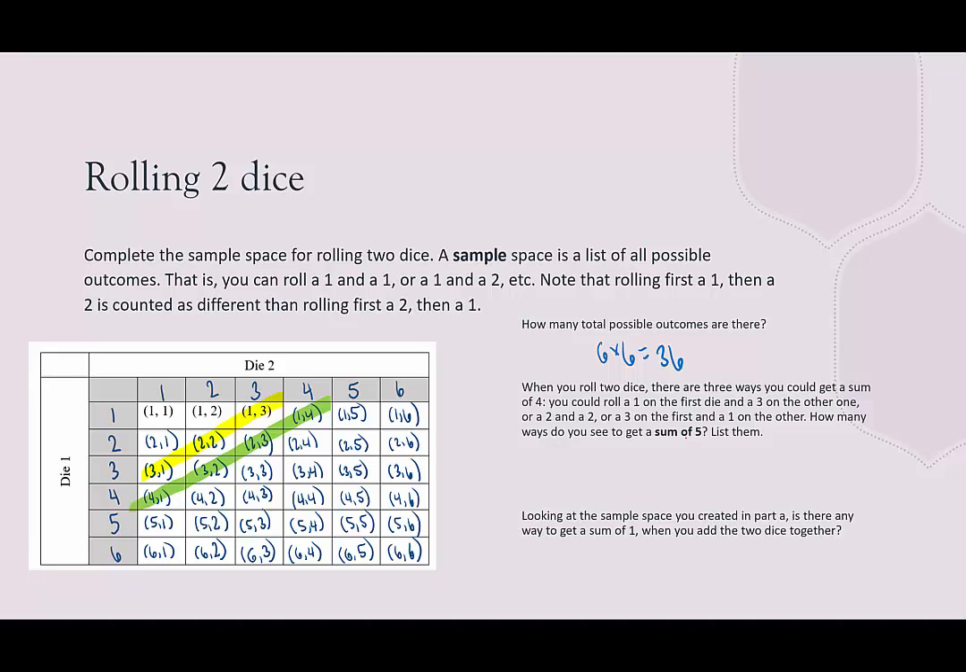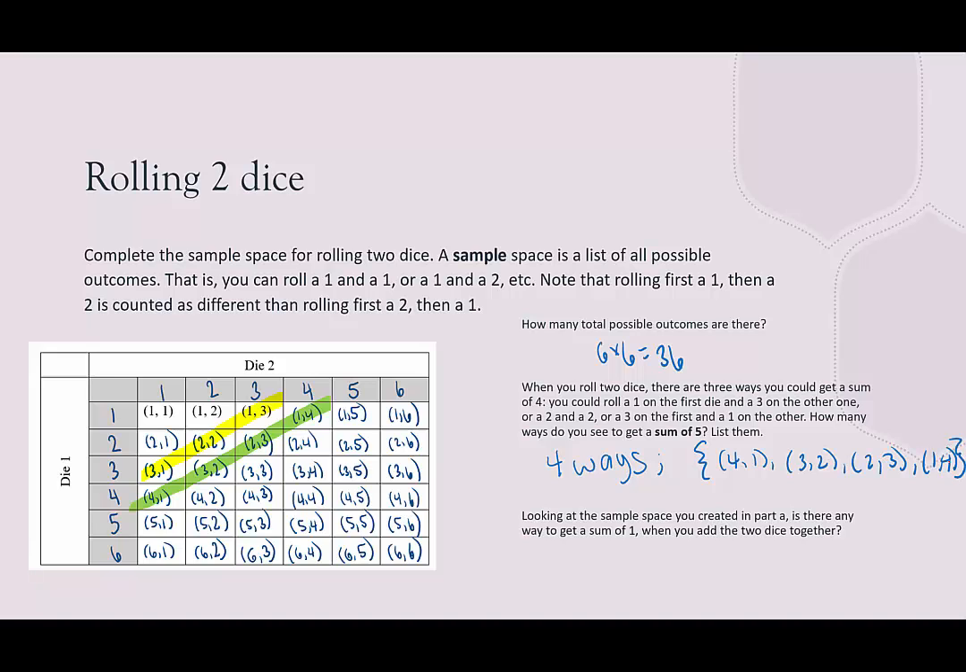How many ways can you get a sum of 5? 1, 2, 3, 4 ways. And then it says to list them. I'll list them using a sample space technique with the brace. And then I'm going to say 4, 1, 3, 2, 2, 3, and 1, 4.